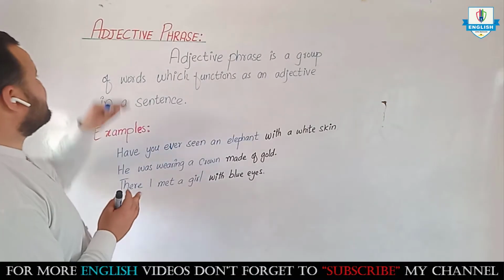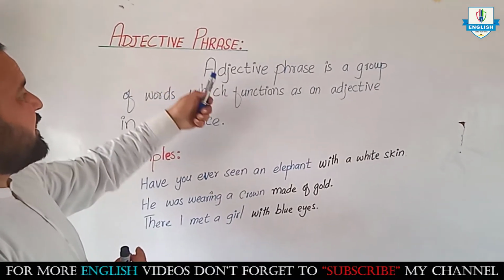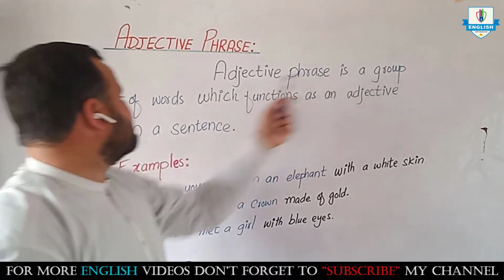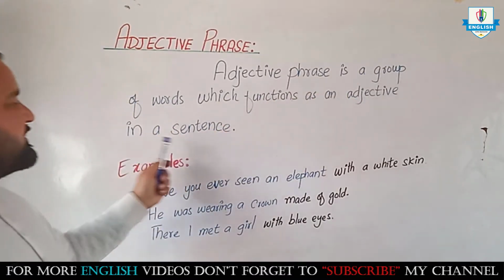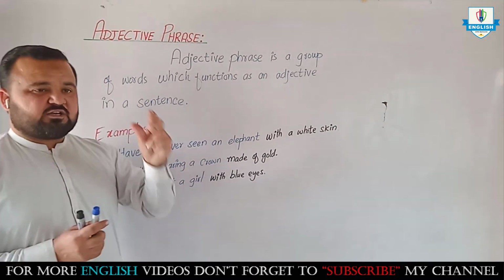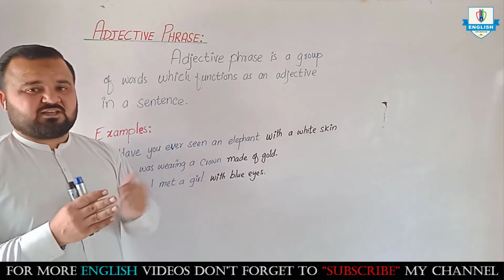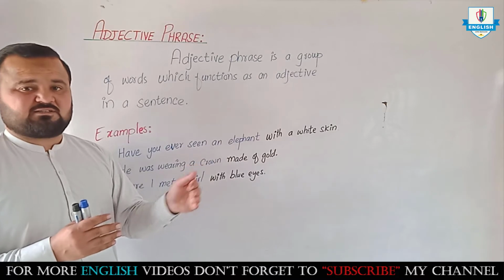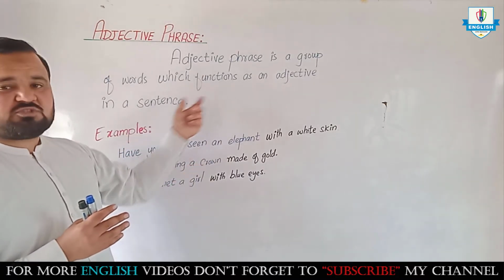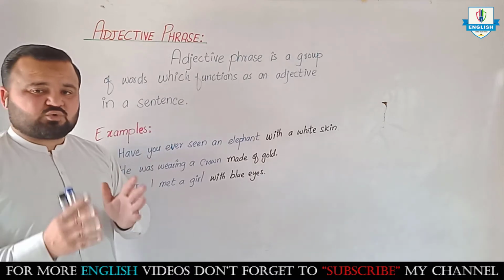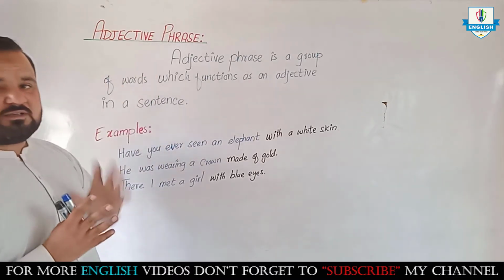So, what is the definition of adjective phrase? Adjective phrase is a group of words which functions as an adjective in a sentence. That group of words which function as an adjective in a sentence. Words का वो मजमूआ जो एक सेंटेंस में adjective का काम करे उसको हम adjective phrase कहेंगे.